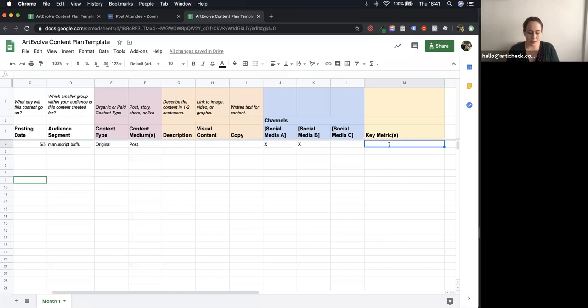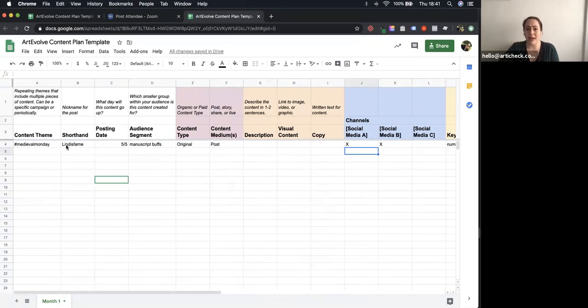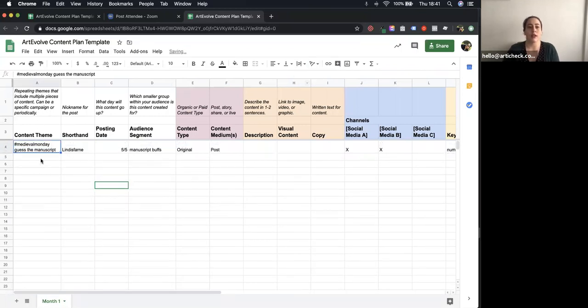So my key metric might be the number of comments. This is just so that as I'm going forward, as I post "Guess the Manuscript," Medieval Monday, maybe I even say "Guess the Manuscript" every Monday, I make this even simpler on myself. I'm always going to be doing the same content theme, the same type of post.